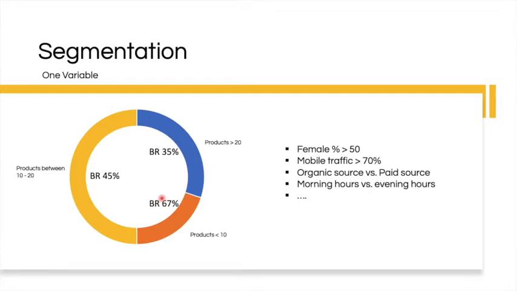So that's one of the reasons for the bounce rate to go up, so you can come up with an action item for that. Similarly, you can segment female percentage greater than 50 and less than 50, and check the bounce rate. And you can check mobile traffic more than 70% and less than 70%, and how the bounce rate differs. And organic sources versus paid sources, morning hours versus evening hours. So these are some examples, but depending on the 20-30 variables, you can come up with countless segmentations and see which segments have higher bounce rates and which have lower.